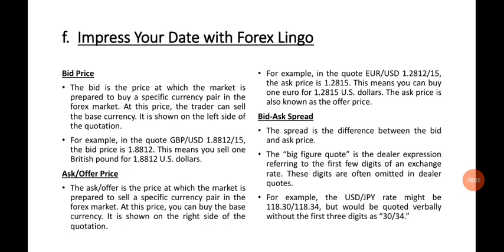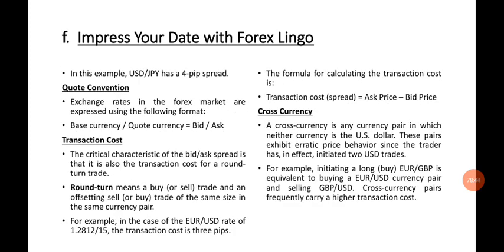Bid ask spread. The spread is the difference between the bid and the ask price. The big figure quote is the dealer expression referring to the first few digits of an exchange rate. These digits are often omitted in dealer quotes. For example, the US dollar Japanese yen rate might be 118.30/118.34, but will be quoted verbally without the first 3 digits as 30/34. In this example, United States dollar versus Japanese yen has a 4 pip spread.